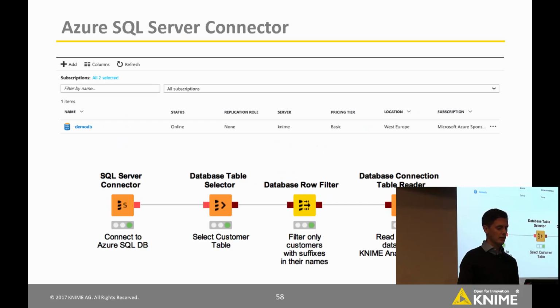We've also got, for example, the SQL Server connector, and that's also configured to connect to things like Azure SQL DB. So I can just launch a database in Azure or a managed database in AWS, and connect to that using the normal KNIME database handling nodes. It's really, really easy to get started with those kinds of cloud resources.